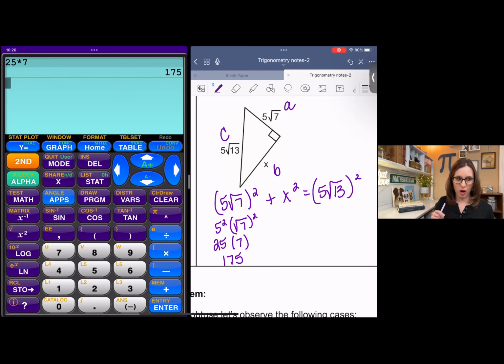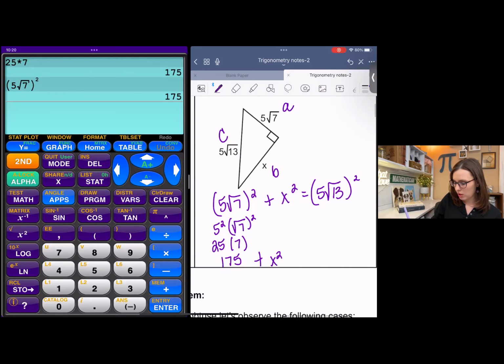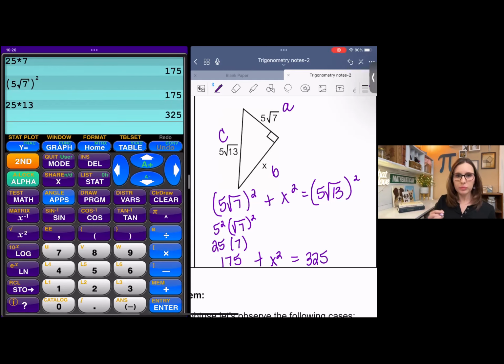Or if that freaks you out, you can do 5 square root 7. Make sure you close that parentheses around the whole number. Squared. And there's that 175. And then we have our plus x squared equals, let's see, 25 times 13, 325. Now go ahead and finish the problem. Pause it, finish the problem, come back and check your work.